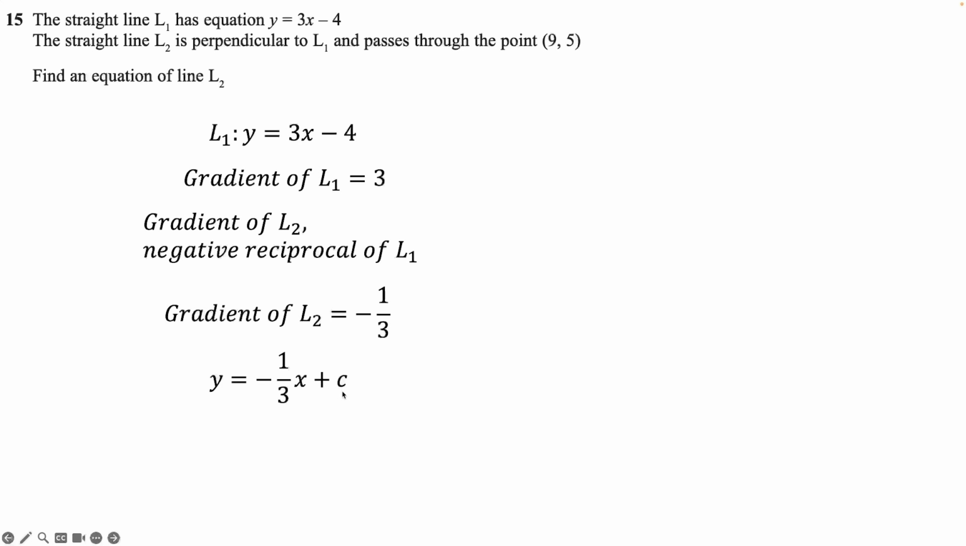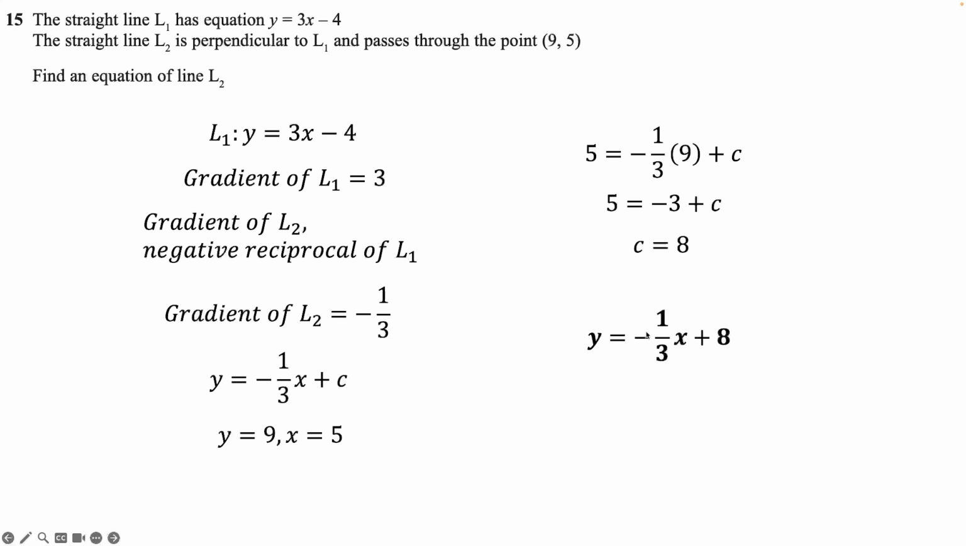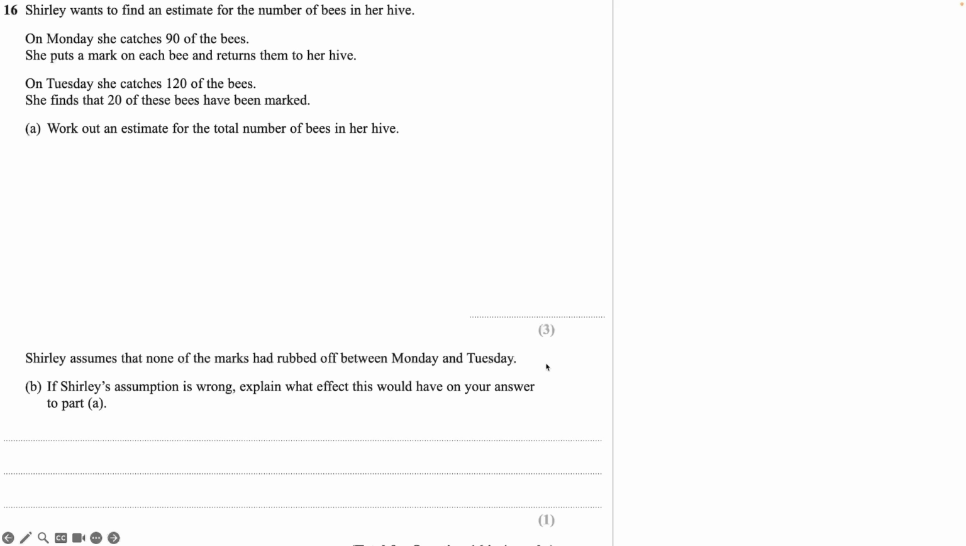Now we want to find out what the c value is. And to do this, we can just plug in any point on this line. Well, it gives us 9, 5. So we put y equals 9, x equals 5 into this. We get 5 equals minus a third times 9 plus c. The 9 and the 3 will divide to give you minus 3. Add the 3 to both sides, you get c equals 8. So if c equals 8, we can put that back into here. So y is equal to minus a third x plus 8.